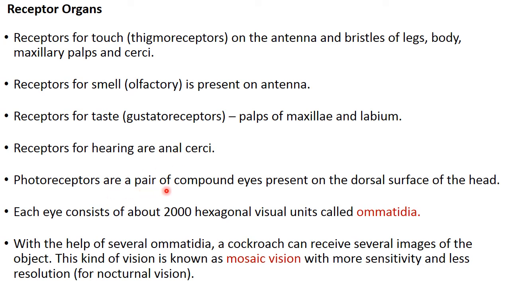Photoreceptors क्या हैं? A pair of compound eyes present on the dorsal surface of the head. Compound eyes है. अब इसमें क्या है? Each eye will have 2000 hexagonal visual units which are called ommatidia. Plural form में ommatidia, singular में ommatidium. अब 2000 यूनिट्स हैं, 2000 simple eyes हैं. So each is going to receive an image of an object. So with these several ommatidia, a cockroach can receive several images of an object.